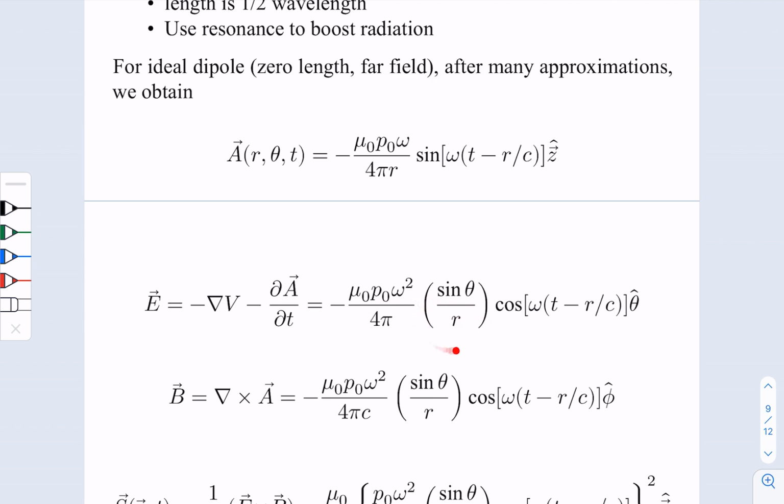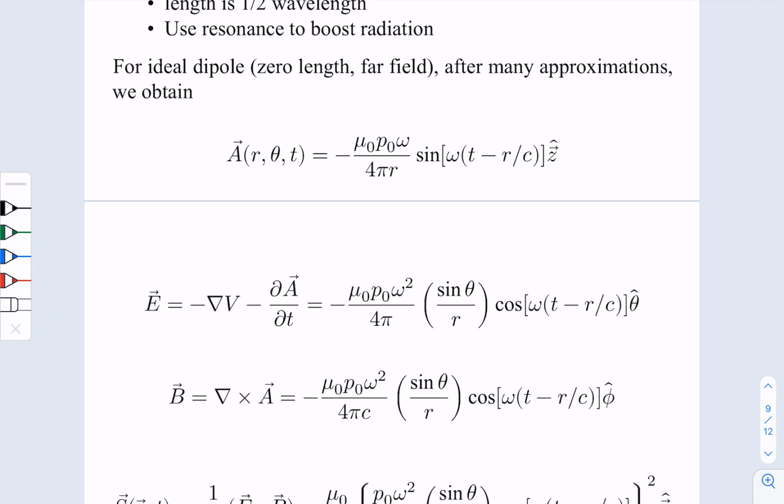And now we see that there is a dependency on the radius r. The E field actually decreases as a function of 1 over r, and the B field decreases as 1 over r as well. What's different from the electromagnetic wave in the previous chapter 9 is that here it doesn't depend on x, y, or z, but the oscillation part depends on r. So it means that we are looking at a spherical wave instead of a plane wave.